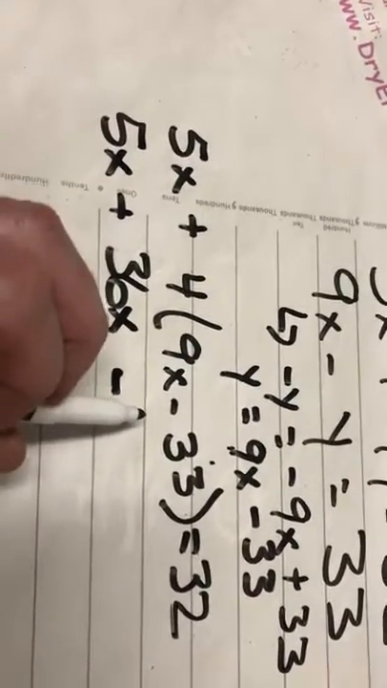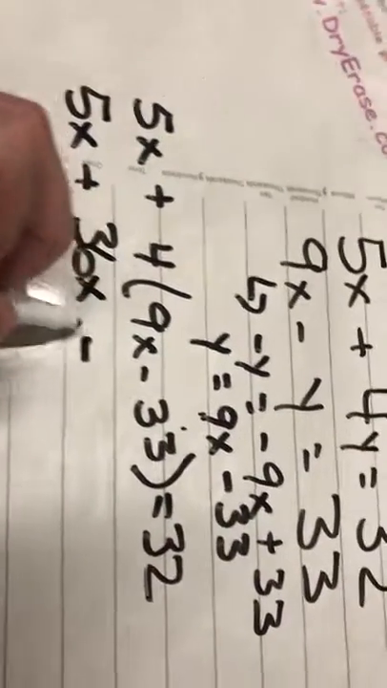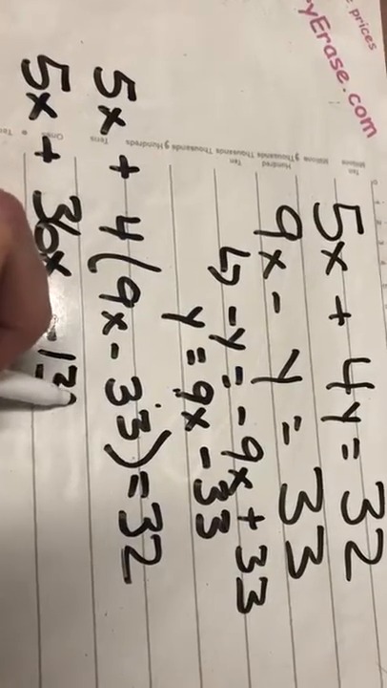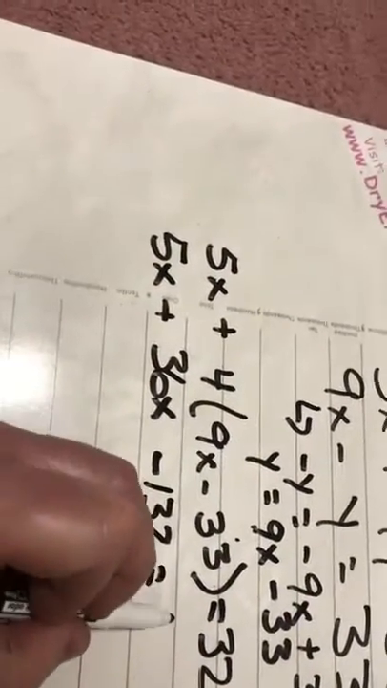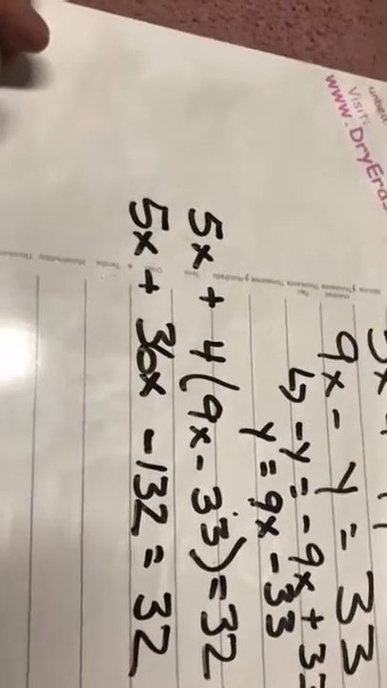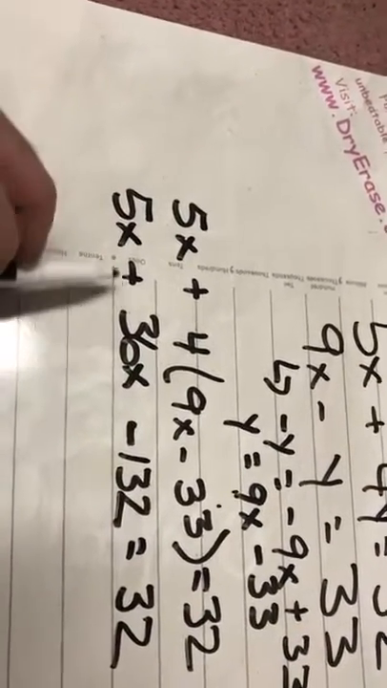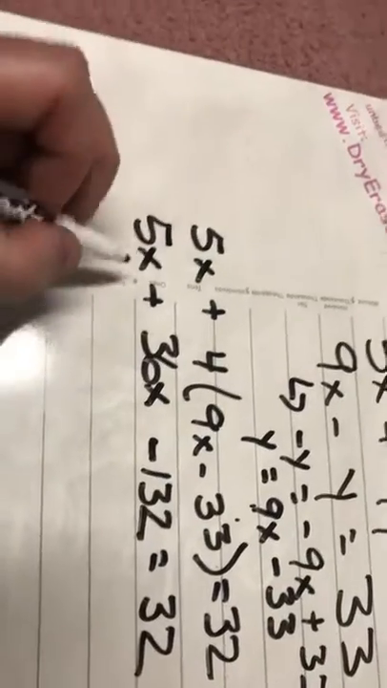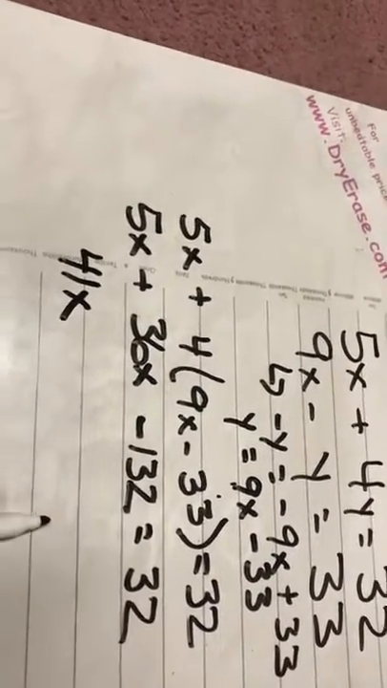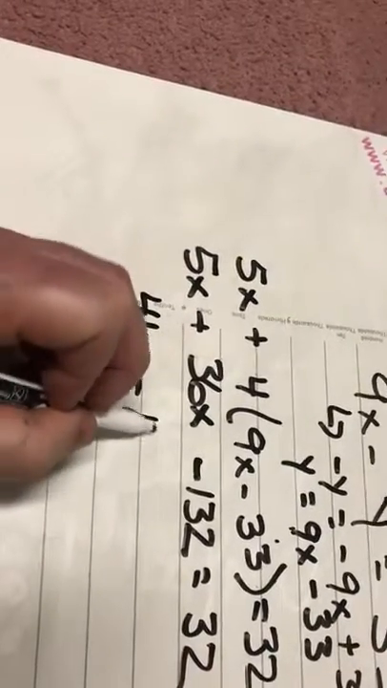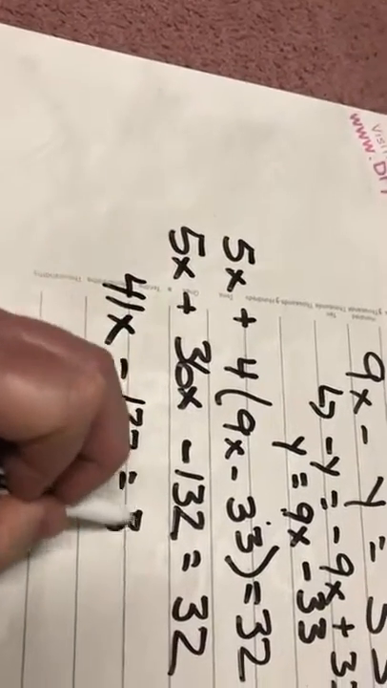Punch that into your calculator. You're going to get minus 132 equals 32. Now that's interesting. Okay, so 5x plus 36x, when I add 5 and 36, that gives me 41x. 41x minus 132 equals 32.